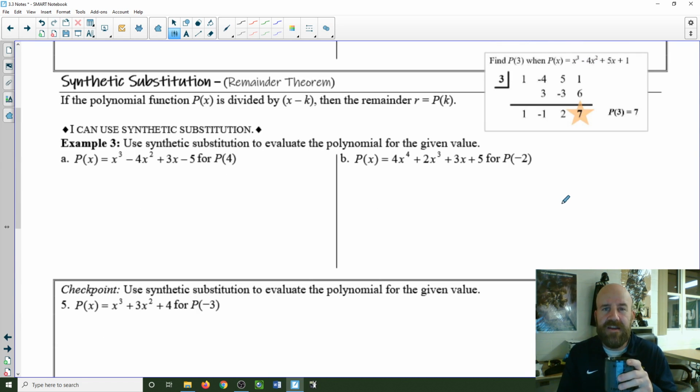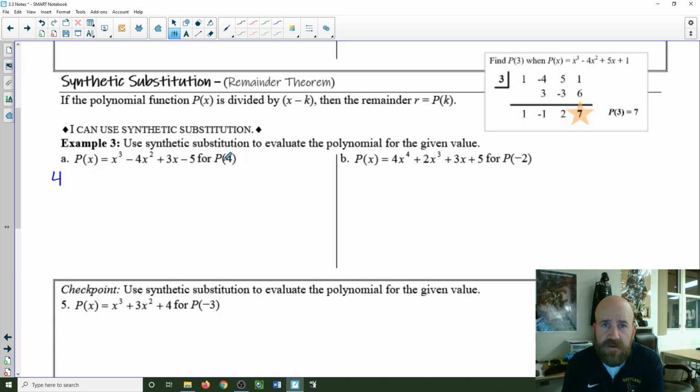Last thing we need to talk about, synthetic substitution, also known as the remainder theorem. So this says if I plug in a value into the equation, we get an answer. The remainder is our answer. So we want to evaluate our function at 4, so x equals 4. We want to find out what the value would be. So this is a quick and easy way, and I told you that there was a little trick to evaluating polynomials earlier in the year.